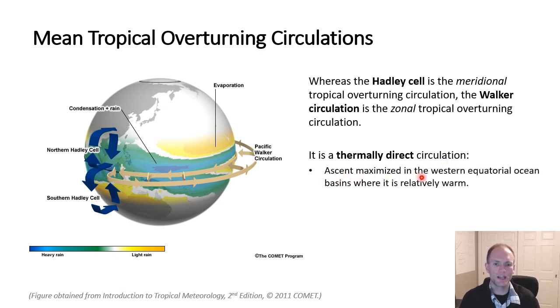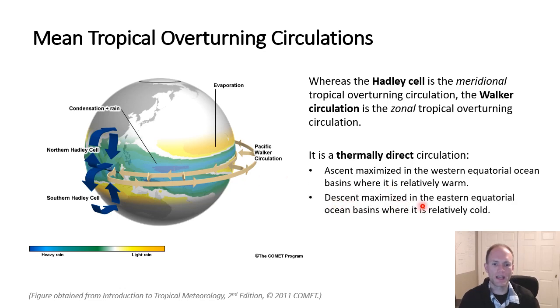Ascent is maximized where it is relatively warm, and that happens to be typically in the western equatorial ocean basins, the Atlantic, the Pacific, and the Indian Ocean. Descent is maximized where it is relatively cold, and this tends to be in the eastern equatorial ocean basins, again, the Atlantic, Pacific, and the Indian Oceans. And why that is the case, we'll discuss here in the next few slides.